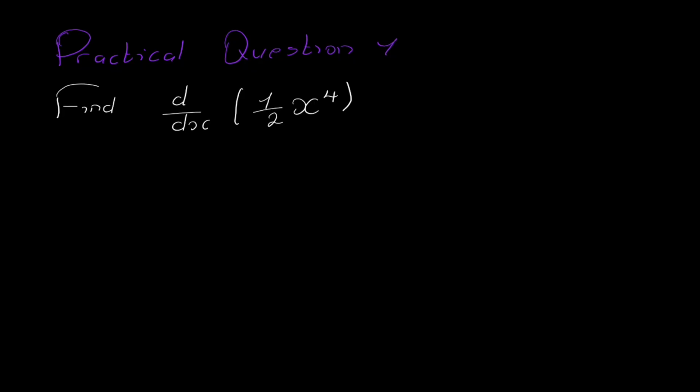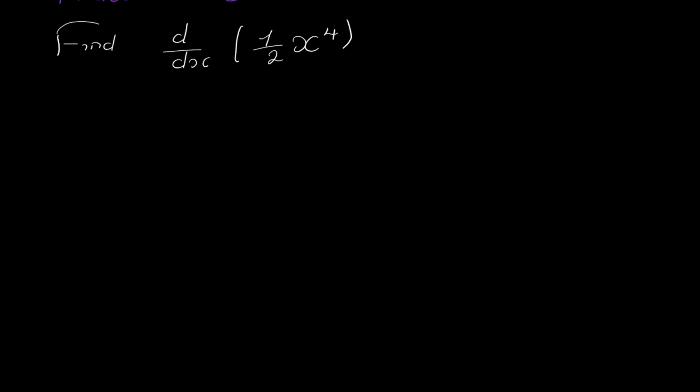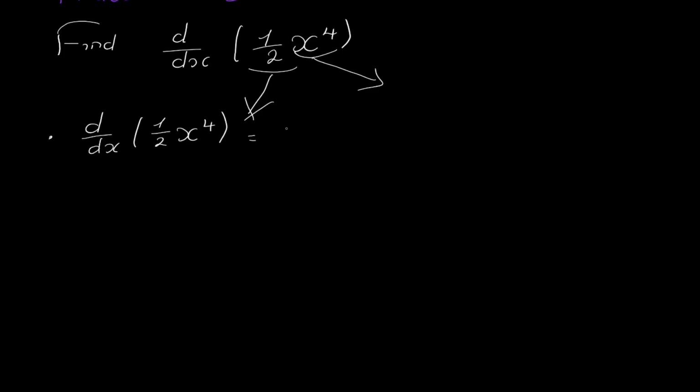So in order to differentiate this function, the first thing we need to do is identify the constant multiplier and identify the function itself. So first of all, half here is our constant multiplier and x to the power 4 is our function, the unit function that we want to differentiate. So in order to differentiate this, all we do is we keep the constant apart and differentiate the rest of the function the way we normally differentiate it.